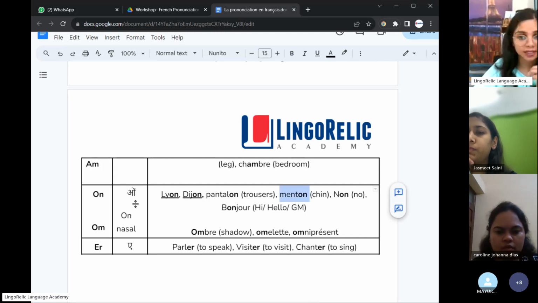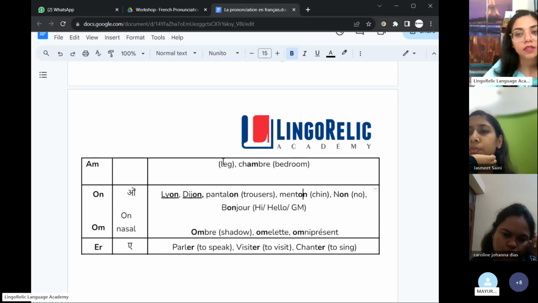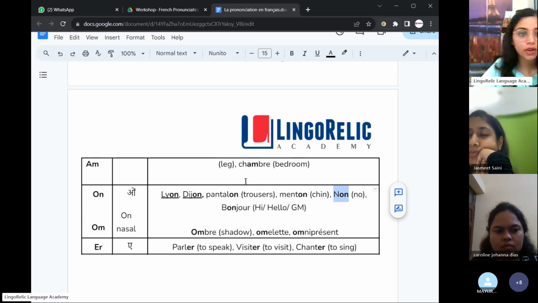Qu'est-ce que c'est? Menton. So again, menton. Listen. Say that, menton. Yes, so this is open and this is closed. Menton. That's a chin. Yeah. Then, qu'est-ce que c'est? Non. No. So no in French is called non. Okay, nasal sound. Qu'est-ce que c'est? Bonjour. So you don't say it the open way, it's bonjour.